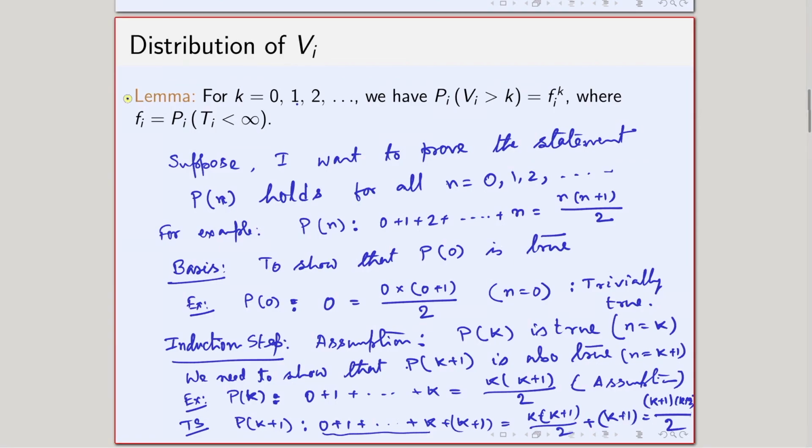So, that is basically the idea of induction, and to prove this lemma, we are going to use induction. In our case, induction means that we show that for k equals 0, this statement is true. Then we assume that this statement is true for k, and we show that for k+1 this statement is also true.